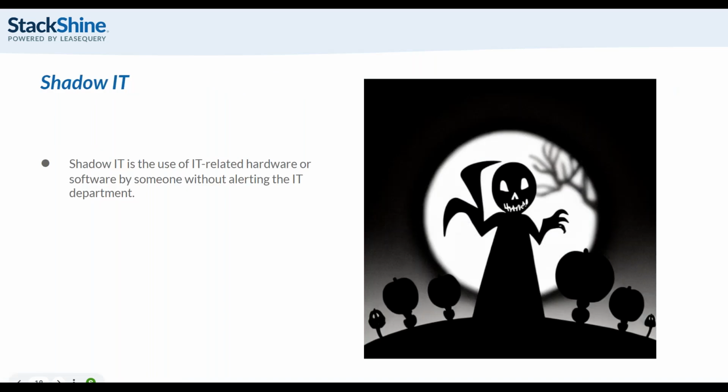Now, one of the other problems that SaaS sprawl creates is shadow IT, which is the use of IT-related hardware or software by someone without alerting the IT department. Spooky, right? It's all these different services that you use without the explicit permission of IT. And this happens all the time. You're working on a project, you've got a lengthy IT review process for new apps, and you've got a deadline for your project.